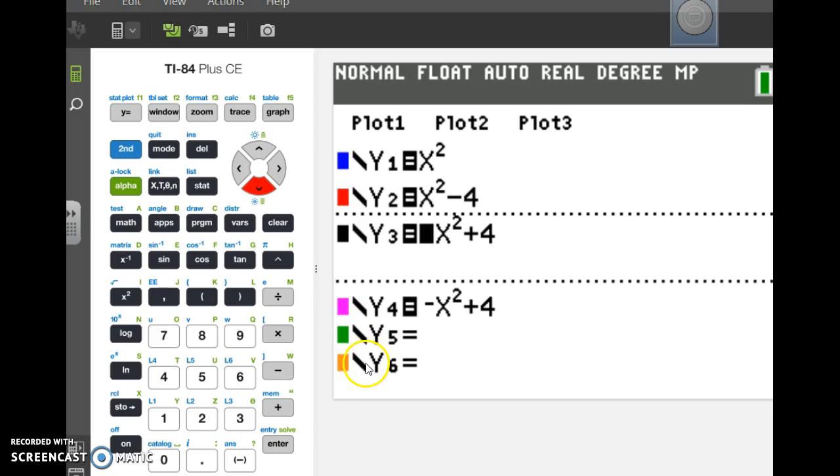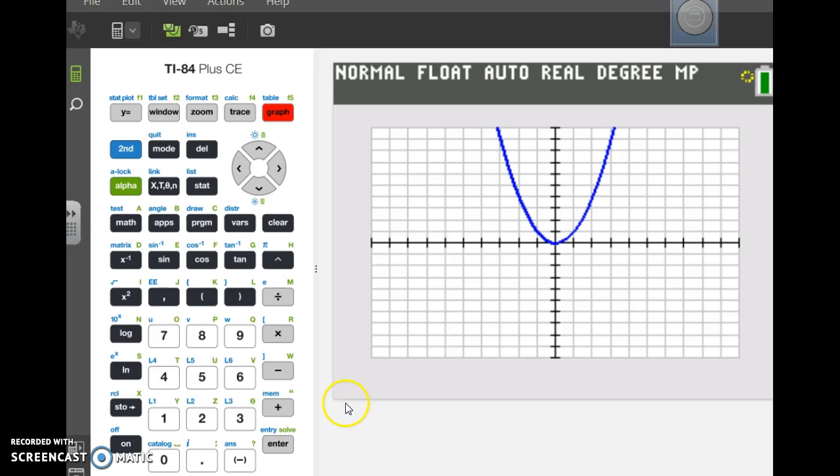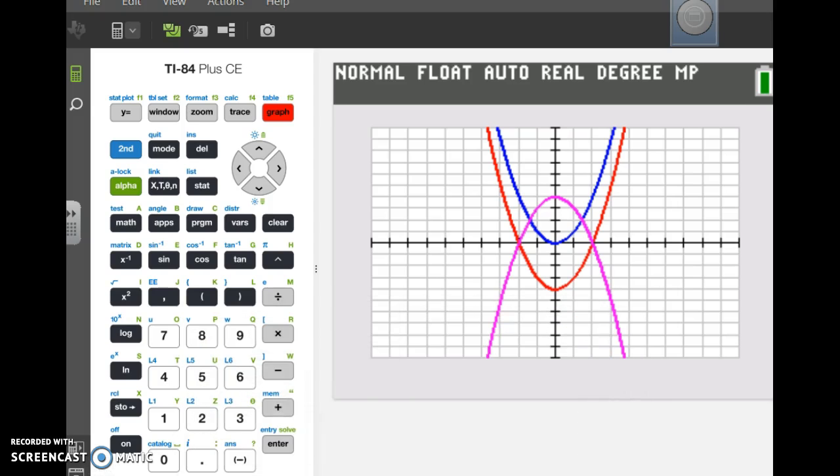So let's see if it works. Okay, so I'm going to graph this. There's my original x squared. There's shifted down 4, reflect on the x-axis, and that's the correct one. So it works. You can see there is more than one transformation that will work for this when you do these kinds of problems.